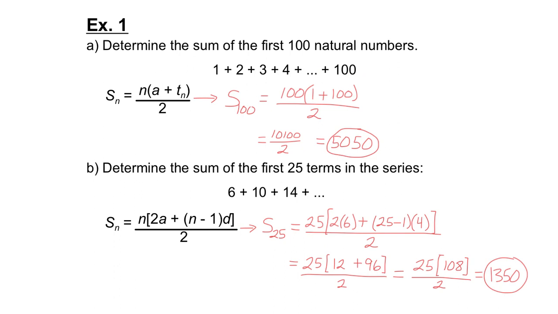Second example, we're finding the sum of the first 25 terms. So n is 25. A is the first term in the series, 6.